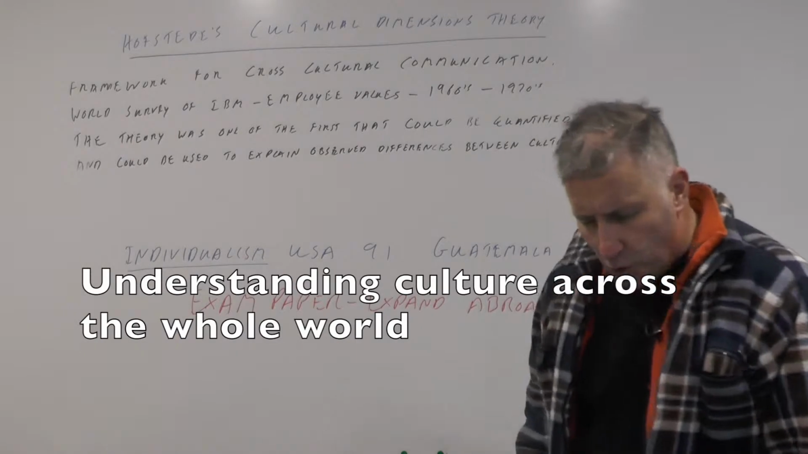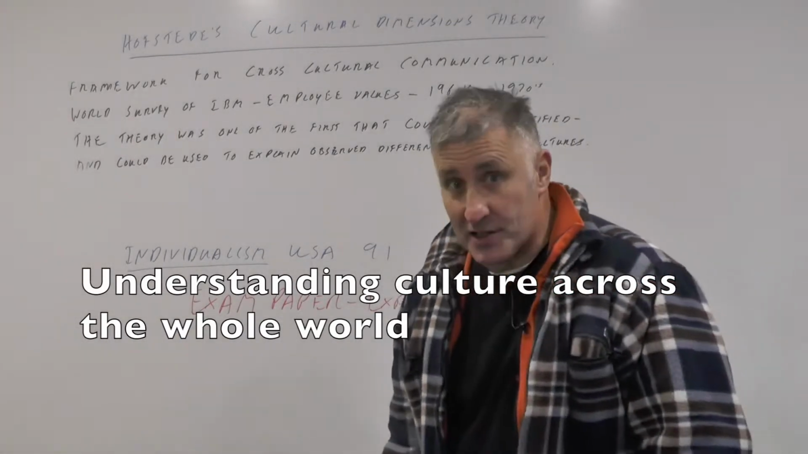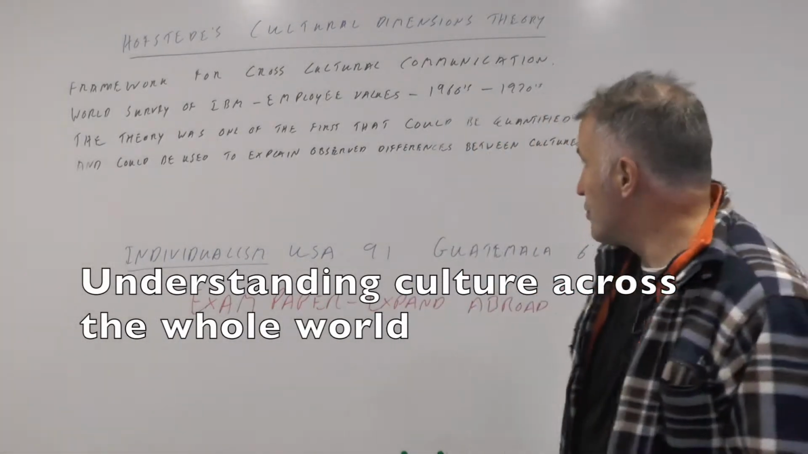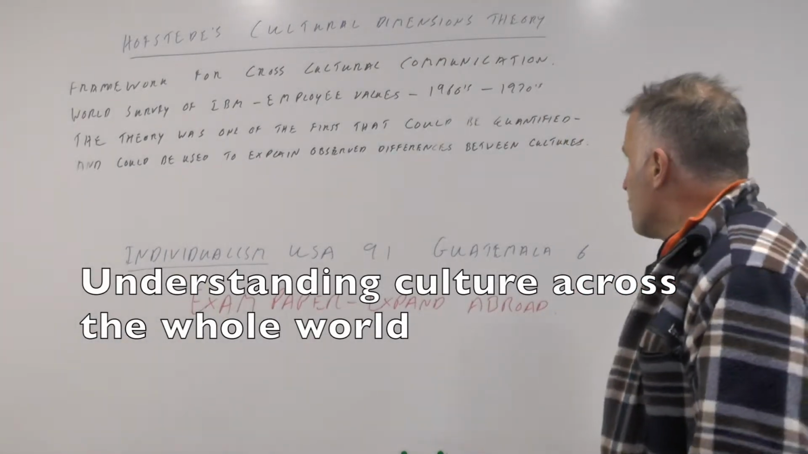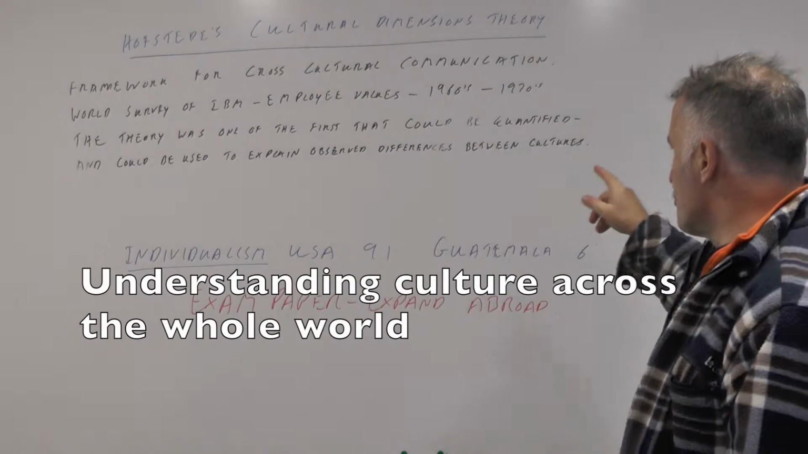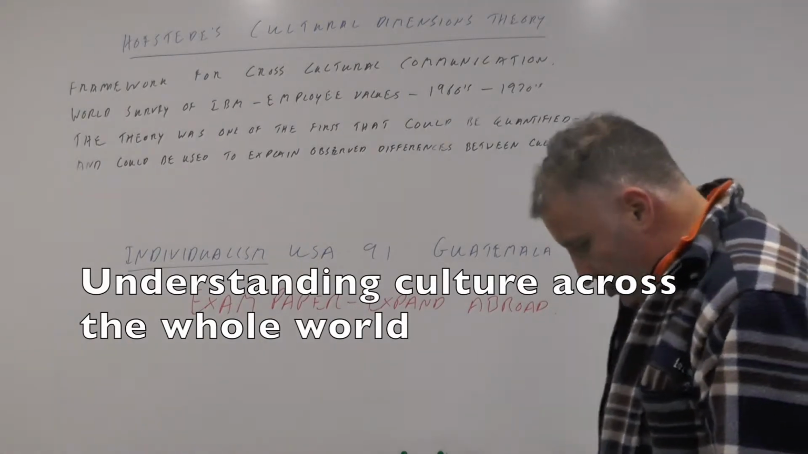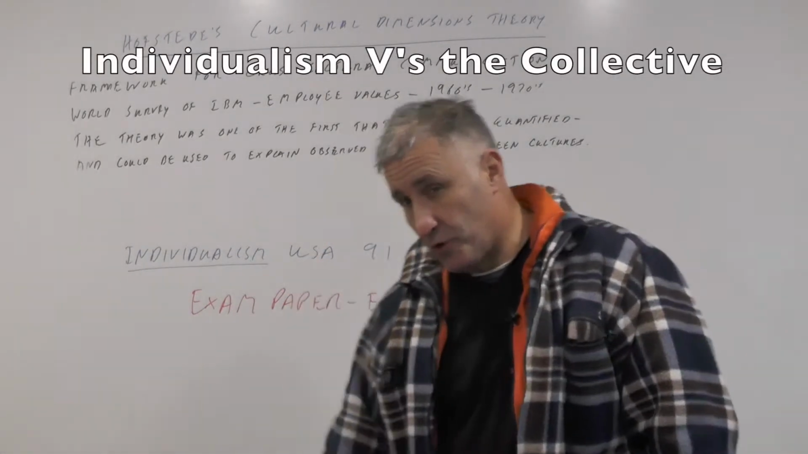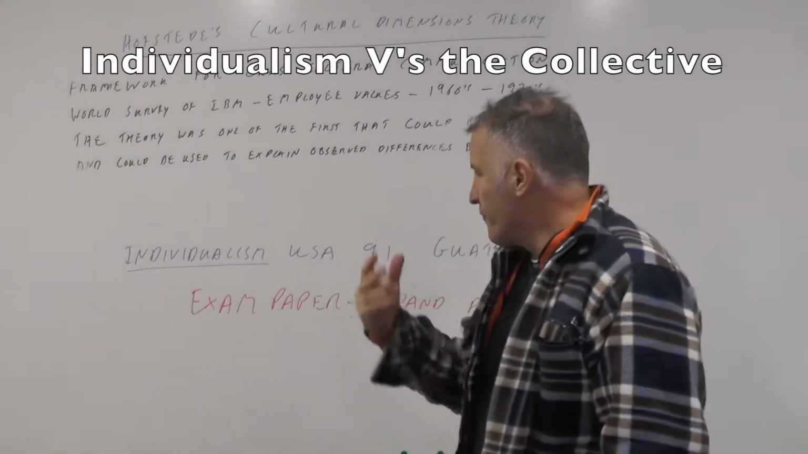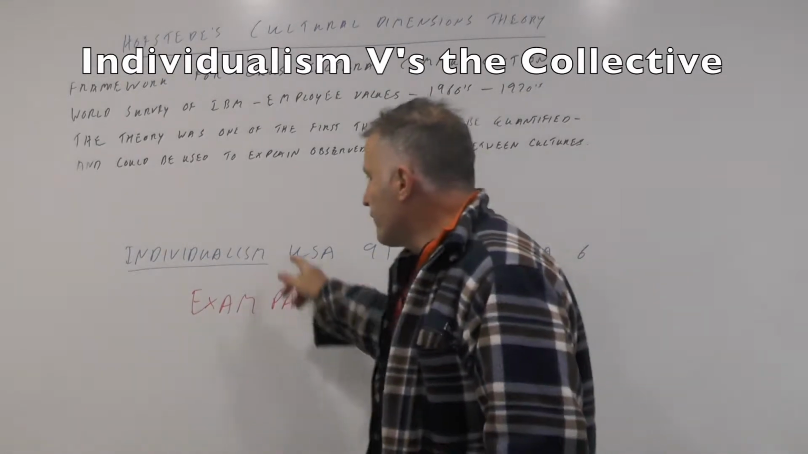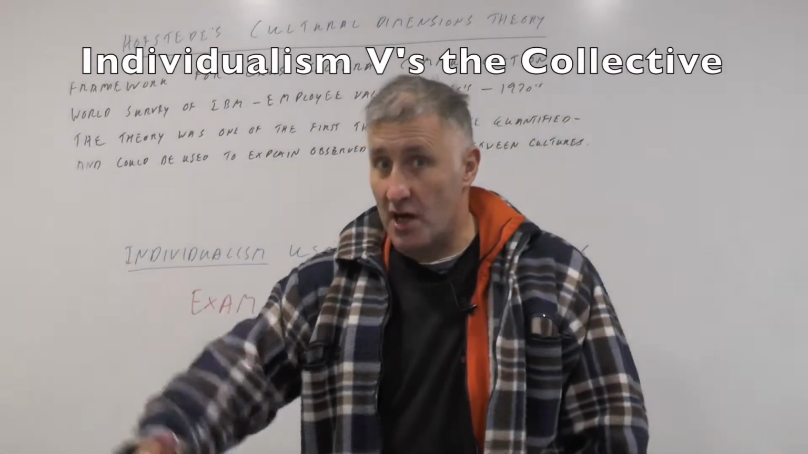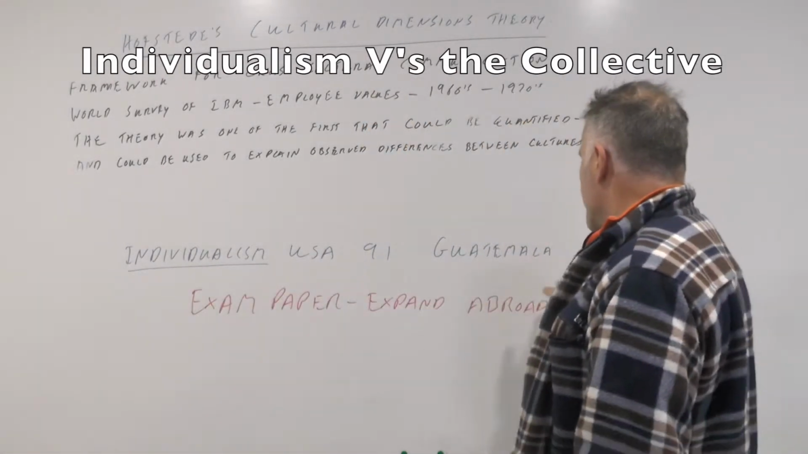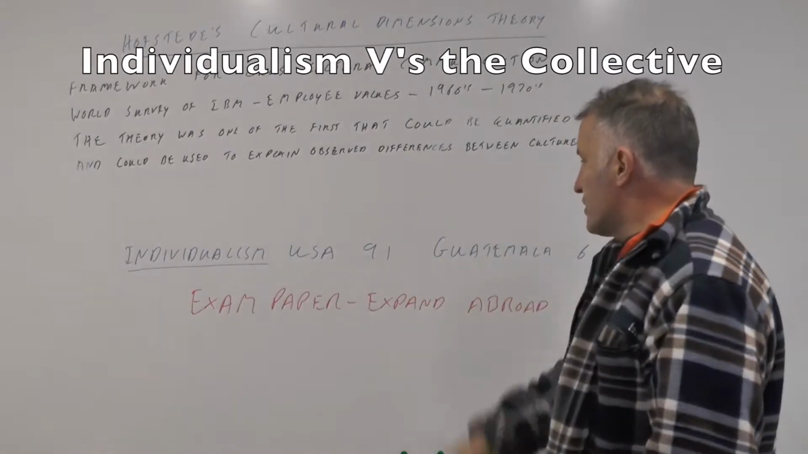It was a world survey of IBM employees' values in the 1960s and 1970s. The theory was one of the first that could be quantified, and what that means is that they did some thorough research into it, produced lots of documentation, and could be used to explain observed differences between countries. So, for example, just to get your head around it before we look at the bigger picture, is the idea of individualism. Obviously America is a very individualistic society, whereas on the other extreme, Guatemala is not individualistic.